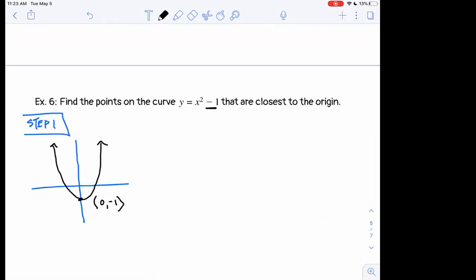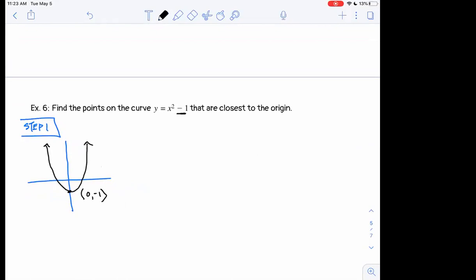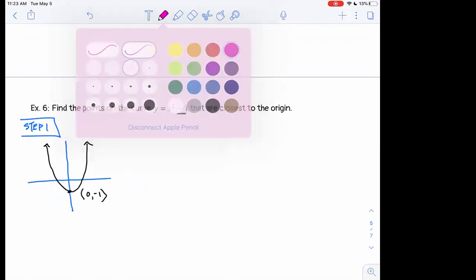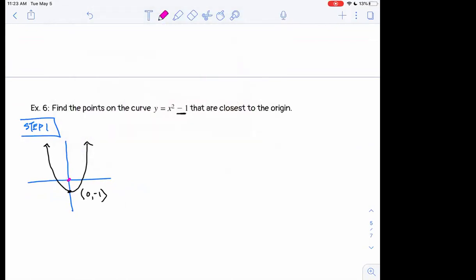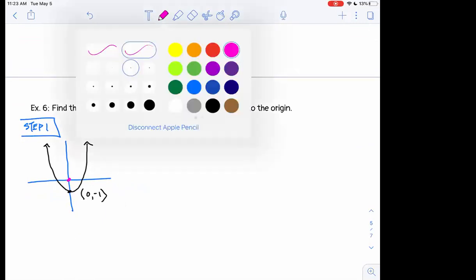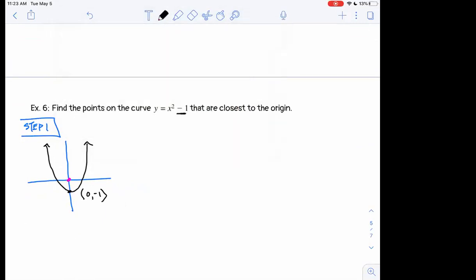Okay, all right, so we've got our diagram. I'm going to add in the origin. So I know that I'm trying to find the points that are closest to the origin here. All right, so let's go on to step 2.